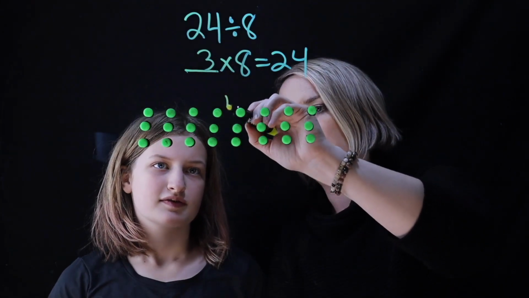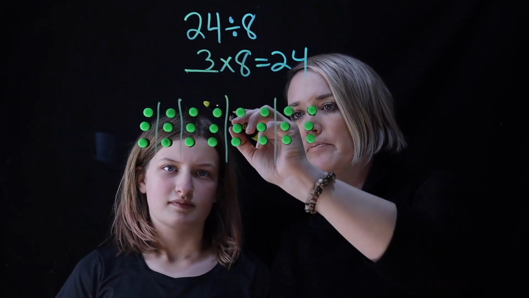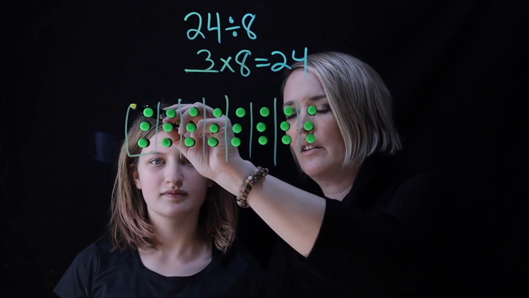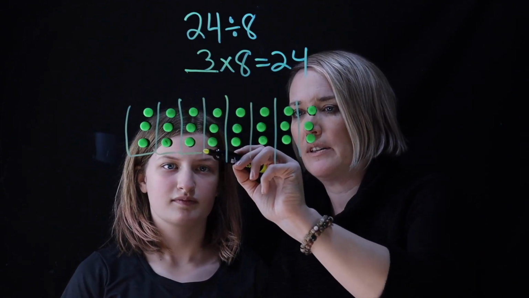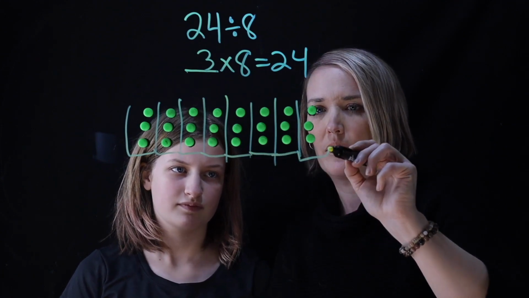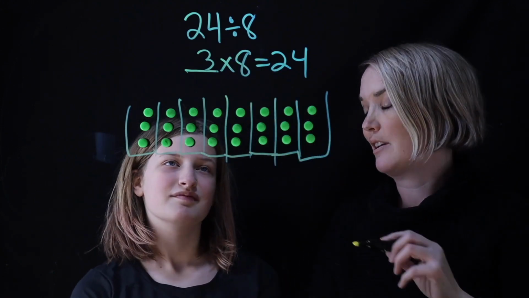Okay, so let's see if I can draw lines here so that people can really see them. Okay, there we go, and I can draw them like the buckets that lots of people like. So there we go. There's your 8 equal groups if you want to think about splitting that into 8 equal groups.